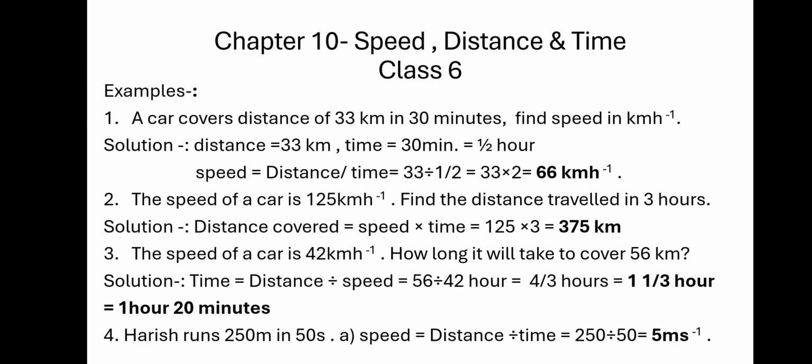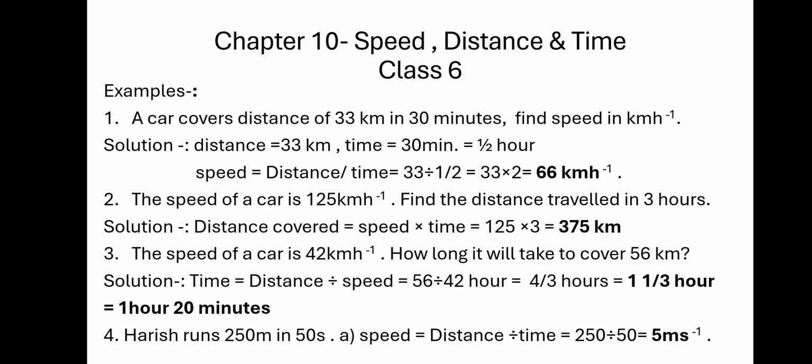So we have to convert that 30 minutes into hour. And 30 minutes, as you know, 60 minutes is 1 hour, so 30 minutes is half hour. So speed is equal to distance divided by time, that is 33 divided by 1 upon 2. You have seen those formulae.